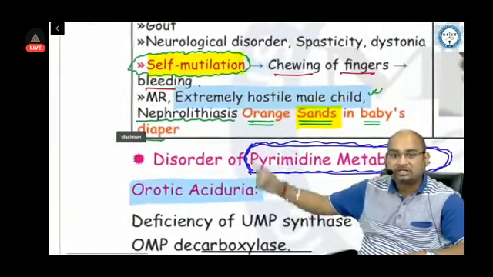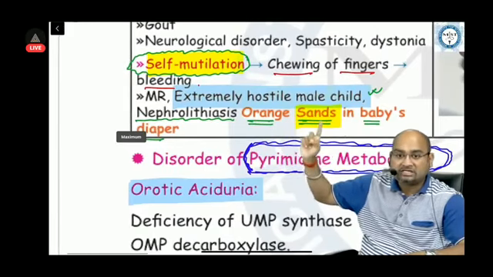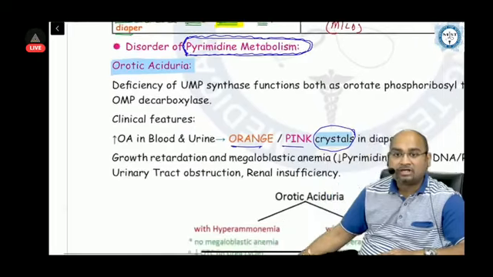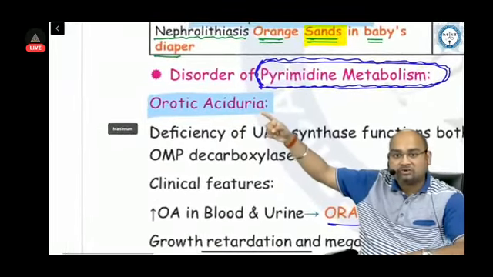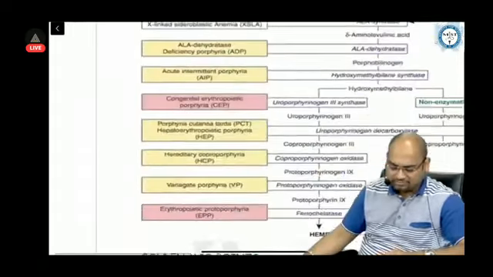Here we had seen that there can be kidney stones at an early age and orange sand in the diaper. It is in Lesch-Nyhan syndrome. However, if orange or pink crystals in the diaper, the answer will change to orotic aciduria. That is the disorder of pyrimidine metabolism.